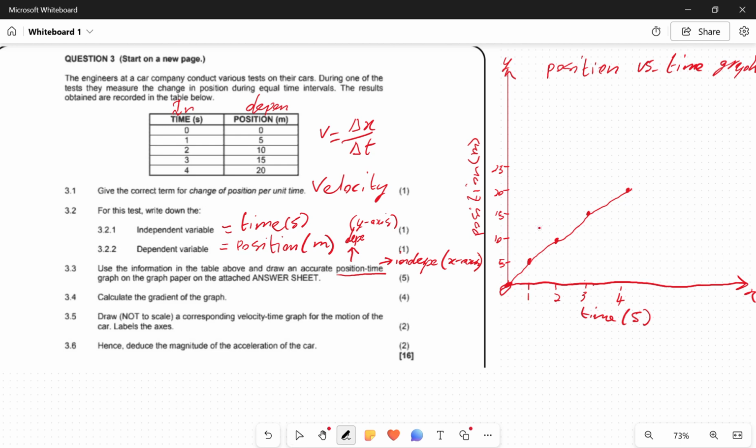Okay, let's move on now. The next question, 3.4, says calculate the acceleration, the gradient of the graph.